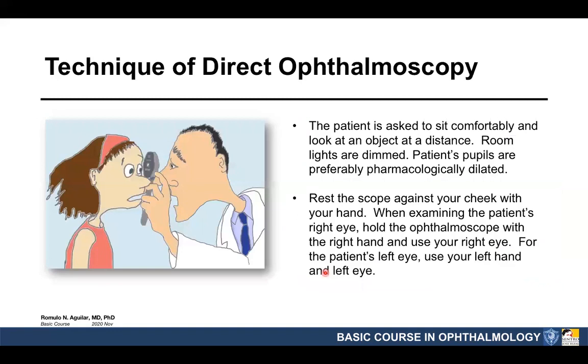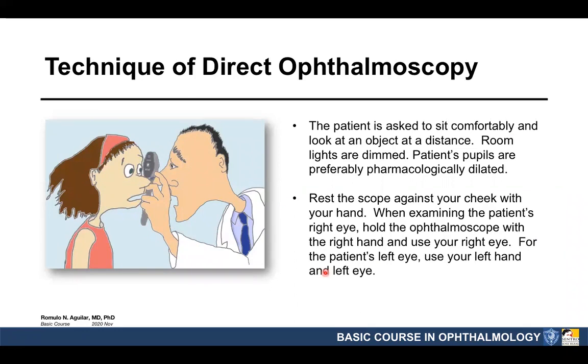Now, basically, the technique of direct ophthalmoscopy was probably taught to you when you were students, so let us quickly just review it. You have the patient sit down comfortably and fix at a certain object at a distance. You dim the lights of the room because you want the pupil to dilate a little bit, or if it is permissible, you can pharmacologically dilate the pupil.